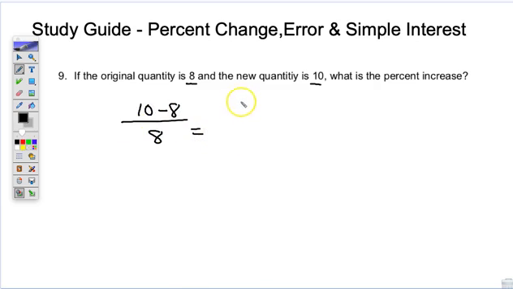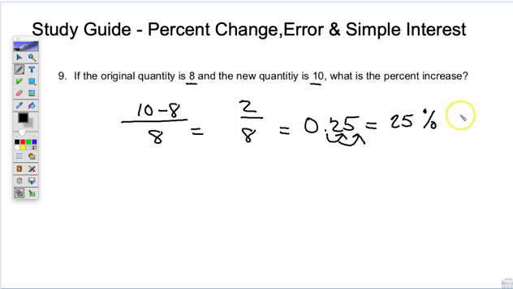So 10 subtract 8 is 2, divided by 8. You are going to get a decimal, 0.25. But we need it reported as a percentage. So we're going to move it 2 places to the right, and that would give us 25%, and of course it is an increase.